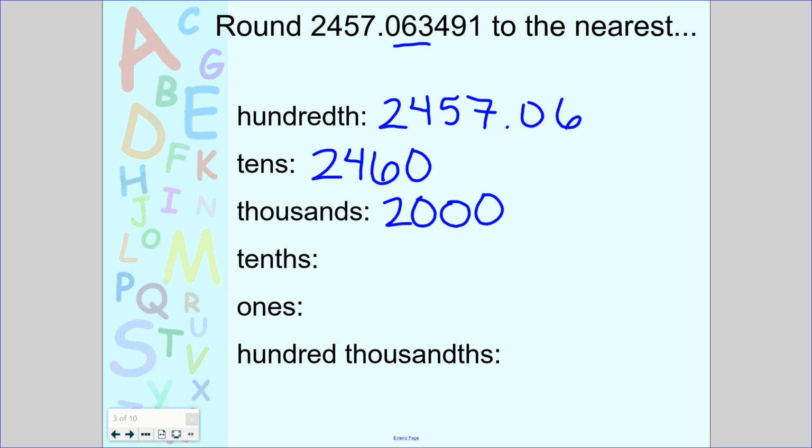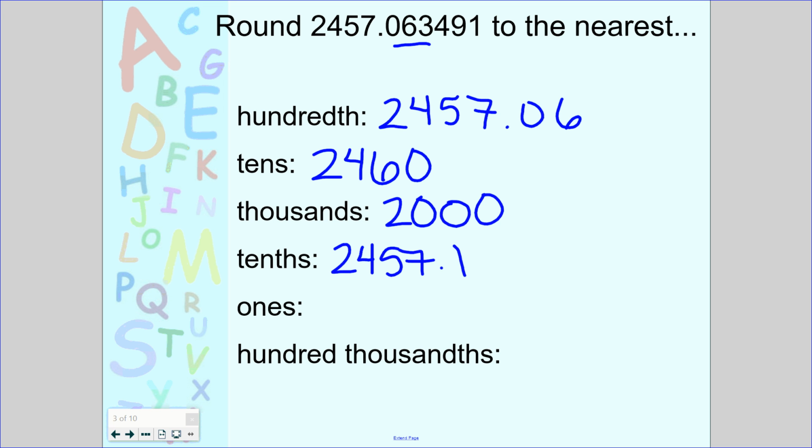Tenths. What number is in the tenths place? 0. So I look at the 6 that's after it. Does the 6 tell me to round up or down? Up. So what's that number going to look like? 24557, point, the 0 becomes a 1. We round up. Everything after it is a 0. What number's in the ones place?